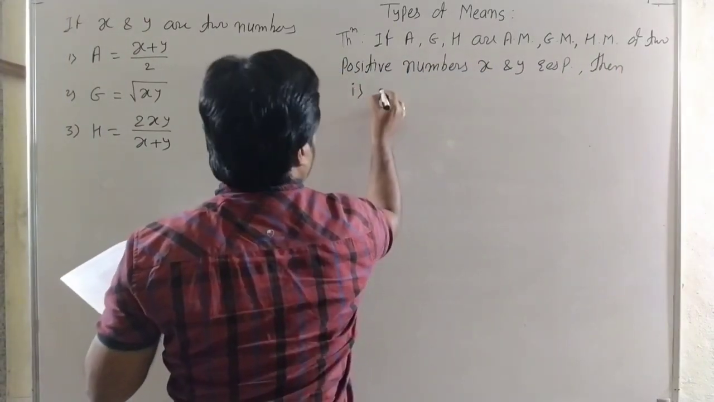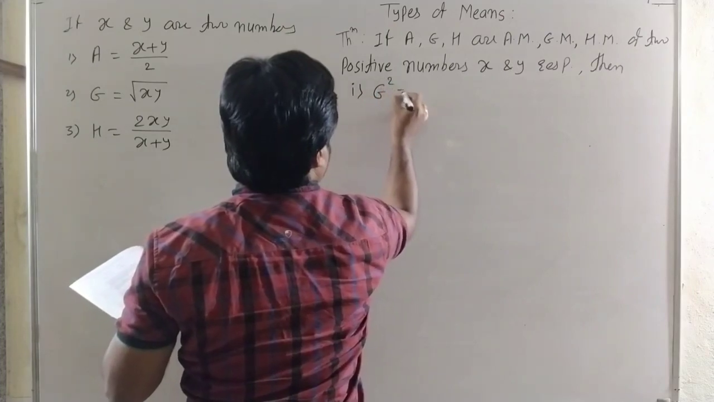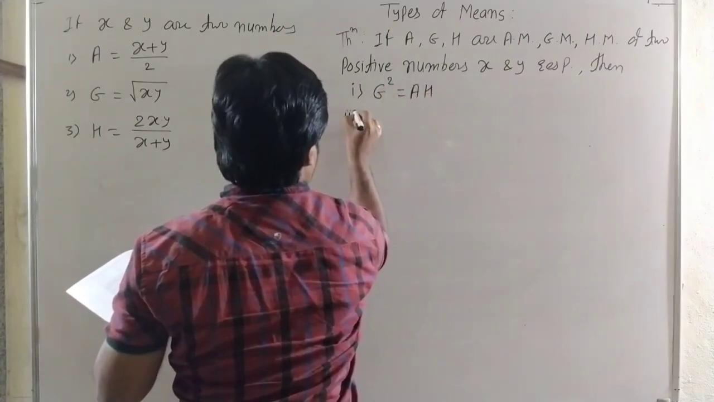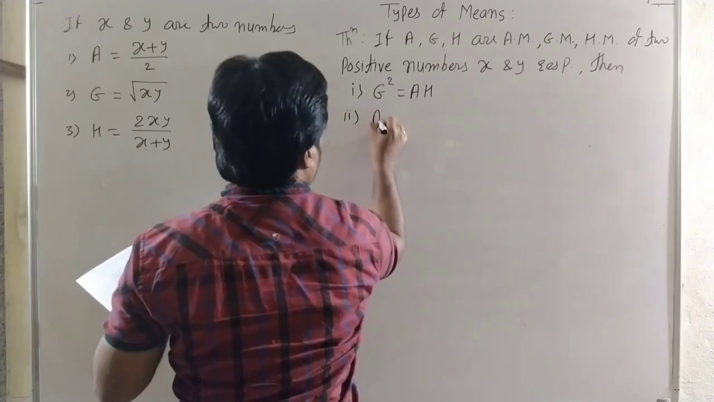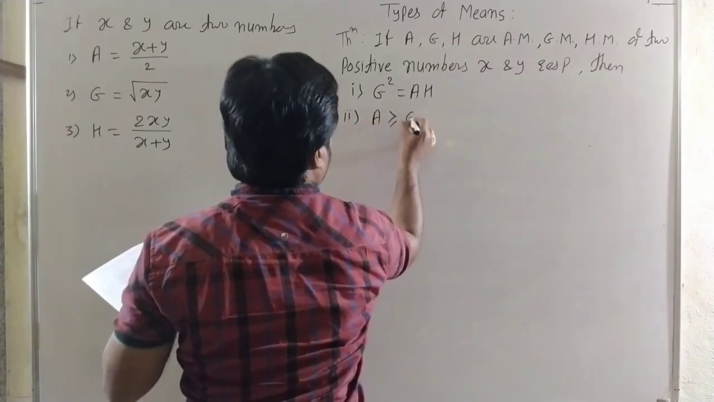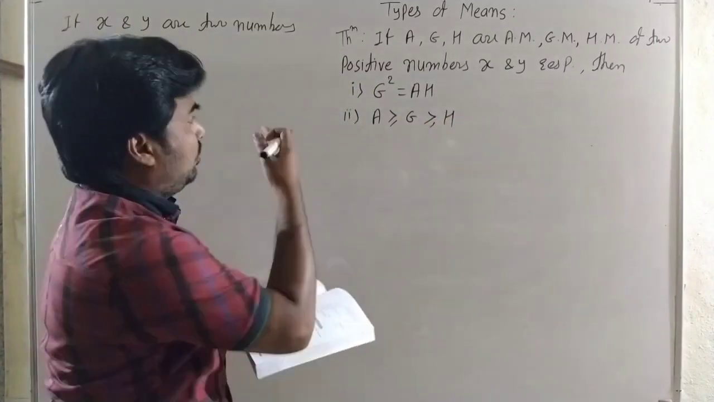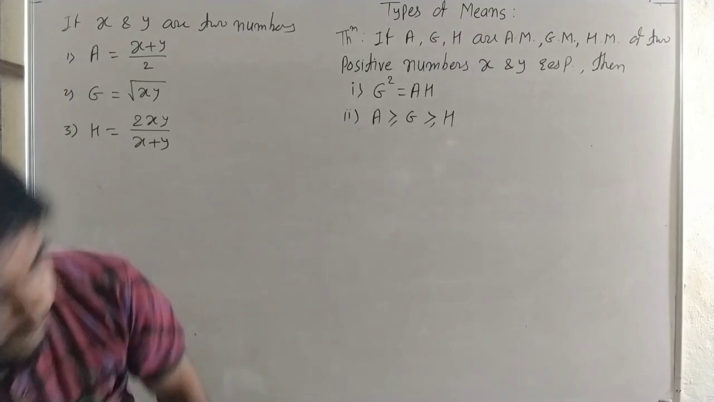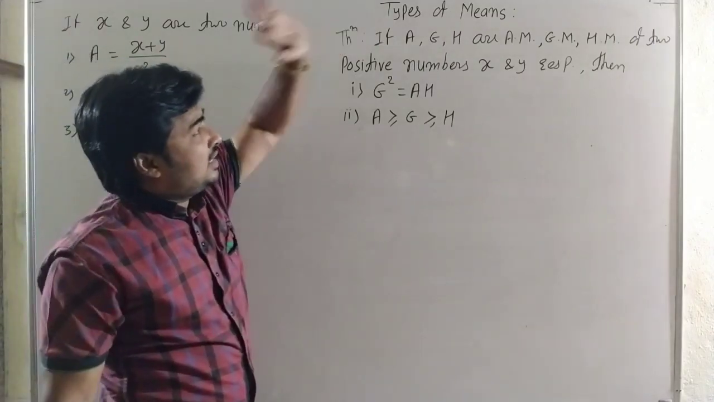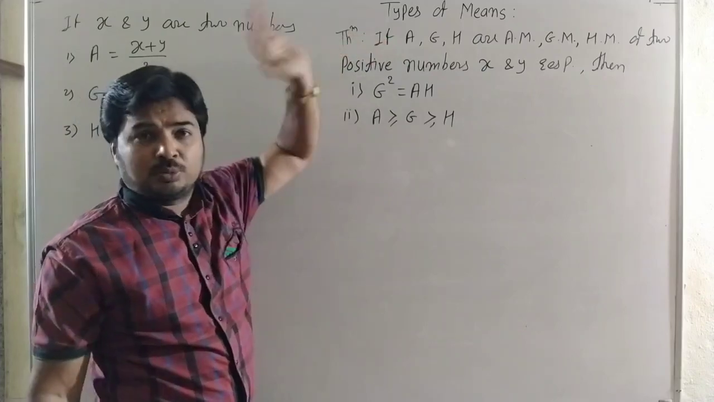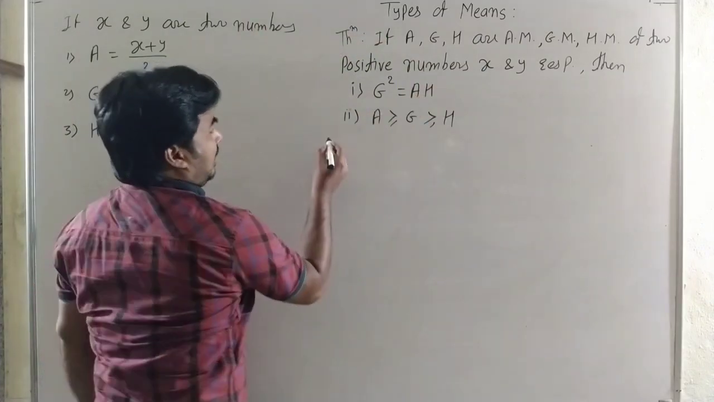Number 1, G square is equal to A into H, and number 2, A is greater than or equal to G is greater than or equal to H. Now here we want to prove these two cases. Here A, G and H are the arithmetic mean, geometric mean and harmonic mean of the two positive numbers x and y.